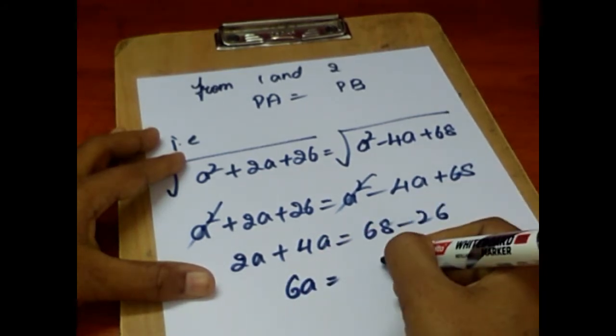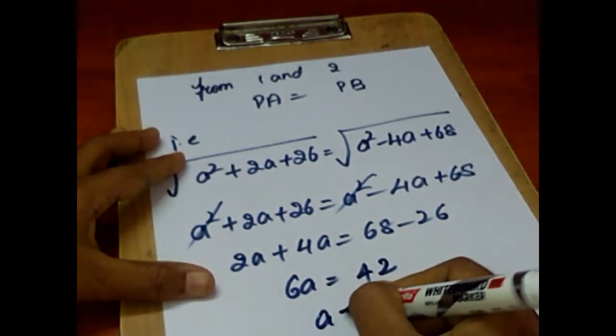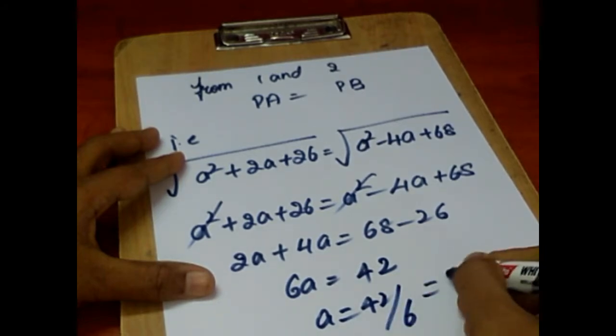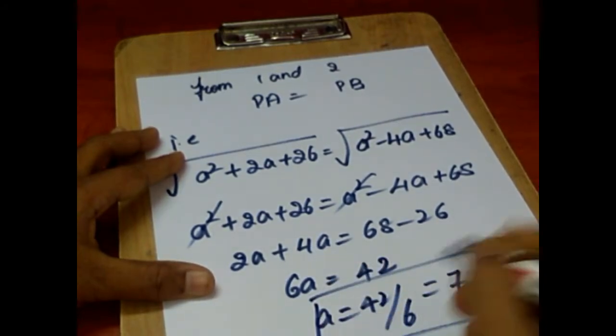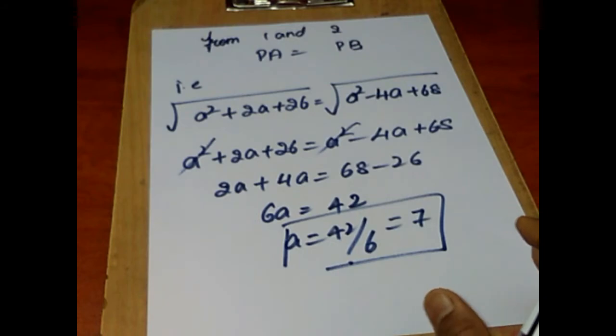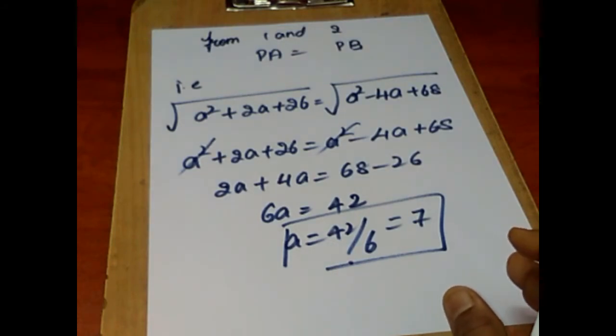So 8 minus 6 is 2, 6 minus 2 is 4. A is 42 by 6. Hence the value of a is 7. This is the solution for question number 7. The other different type of problem which you need to note down.